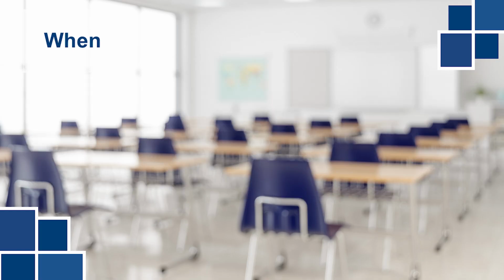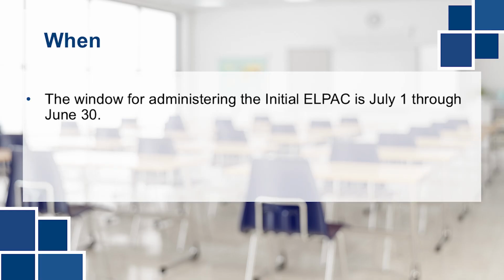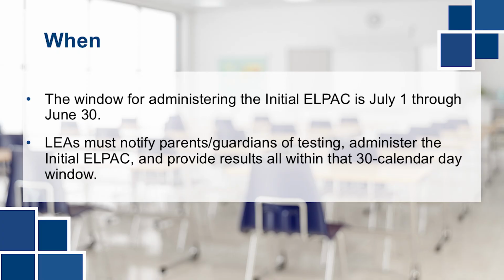When is the Initial ELPAC taken? The window for administering the Initial ELPAC is July 1st through June 30th. Students need to be tested within 30 calendar days of their first day of enrollment in a California public school. That means that local educational agencies, or LEAs, must notify parents or guardians of testing, administer the Initial ELPAC, and provide results to parents or guardians, all within that 30 calendar day window.